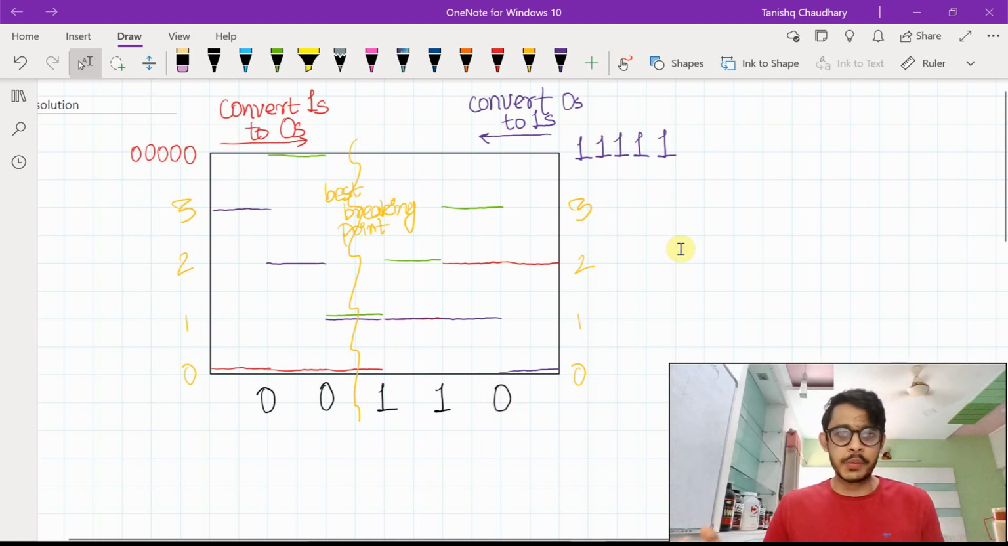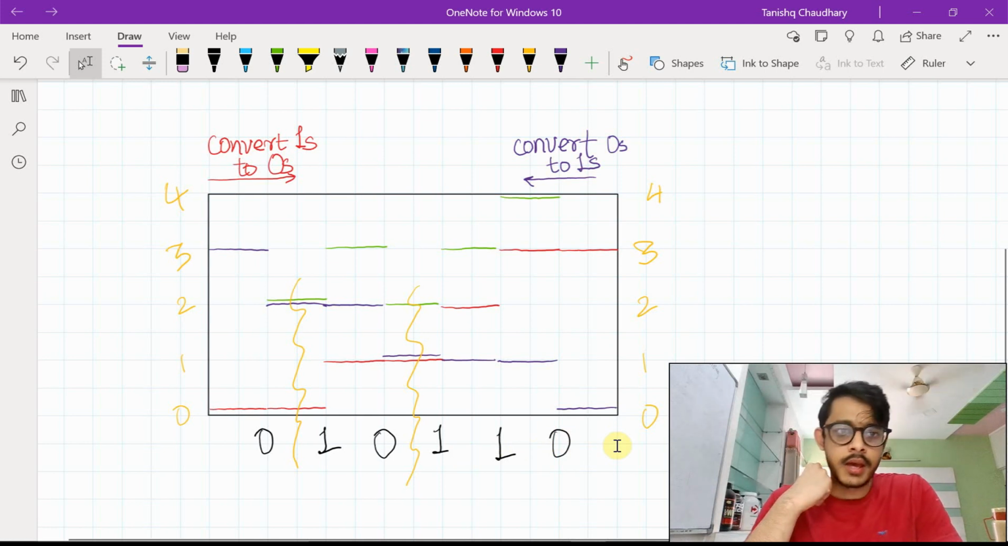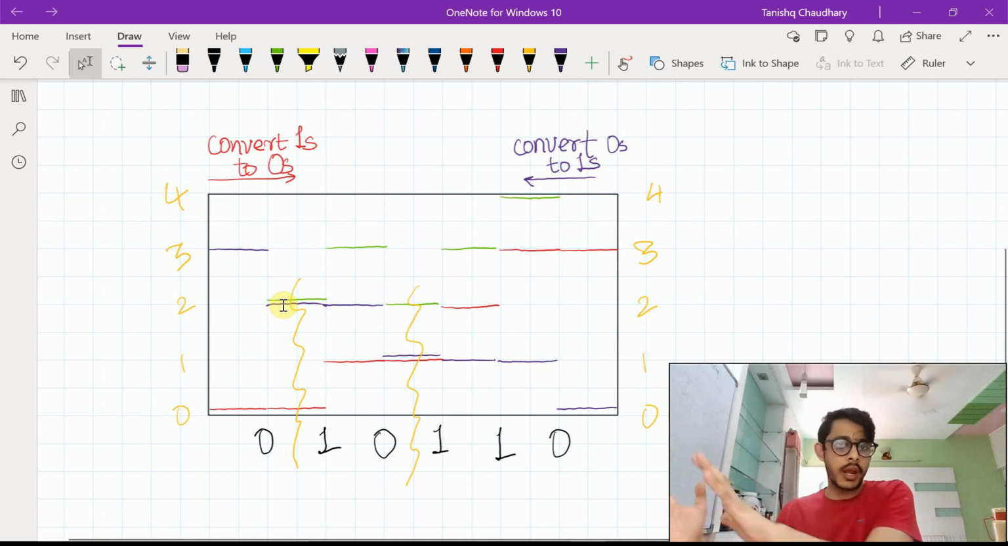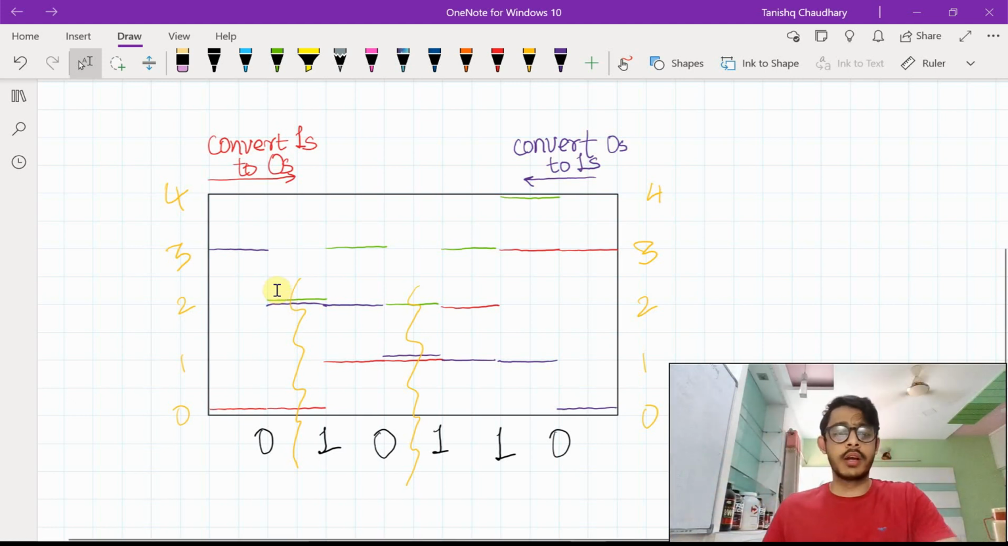To make things a bit more clear, let's look at a more complicated example of 1 0 1 0 1 1 0. Okay, now what's happening? In this case, we'll look at red again, which is the cost of converting ones to zeros, because we want everything to be 0. Red pushes for everything to be 0, and the purple pushes in the opposite direction. Green again represents their total costs.